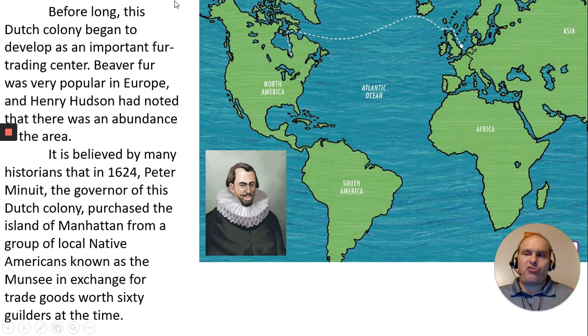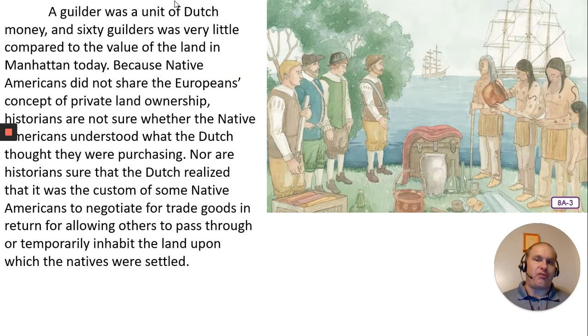Before long, this Dutch colony began to develop as an important fur trading center. Beaver fur was very popular in Europe, and Henry Hudson had noted that there was an abundance in the area. It is believed by many historians that in 1624, Peter Minuit, the governor of the Dutch colony, purchased the island of Manhattan from a group of Native Americans known as the Munsee in exchange for trade goods worth 60 guilders at that time. A guilder was a unit of Dutch money, and 60 guilders was very little compared to the value of the land of Manhattan today.